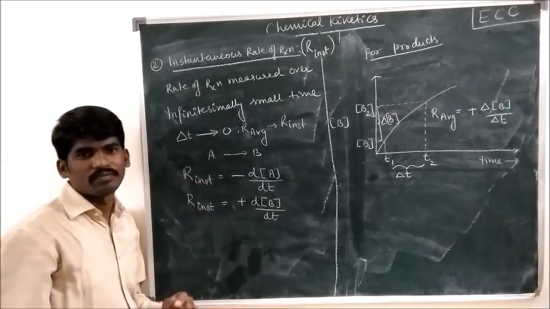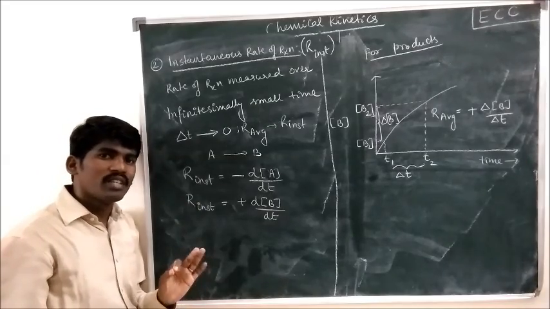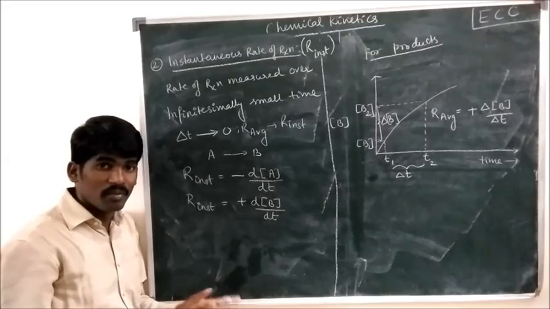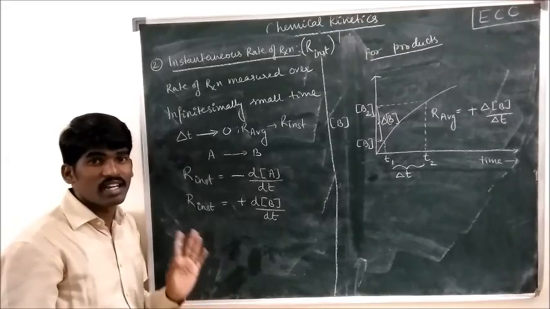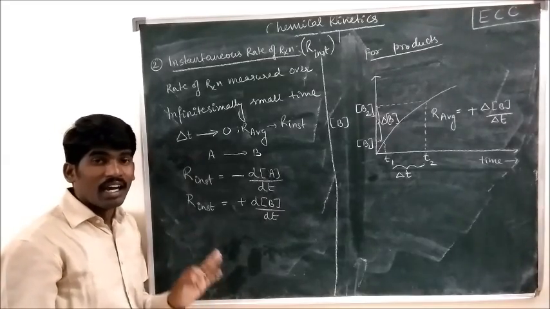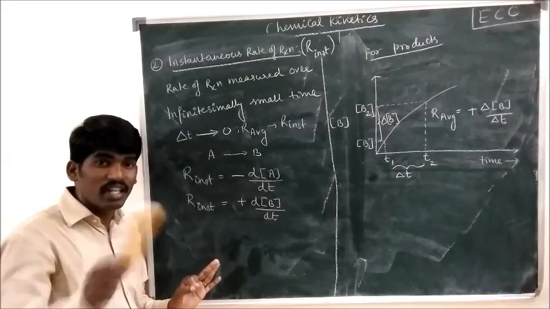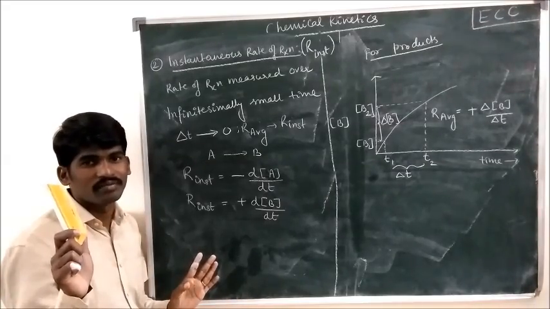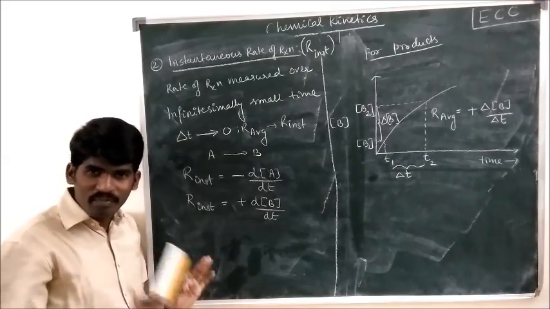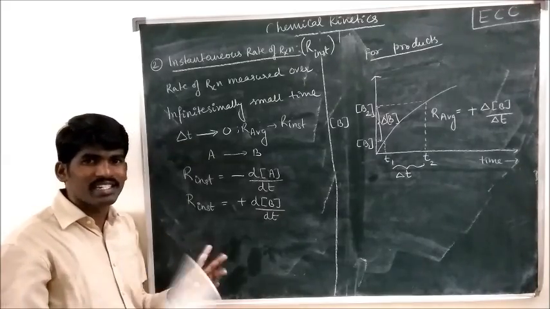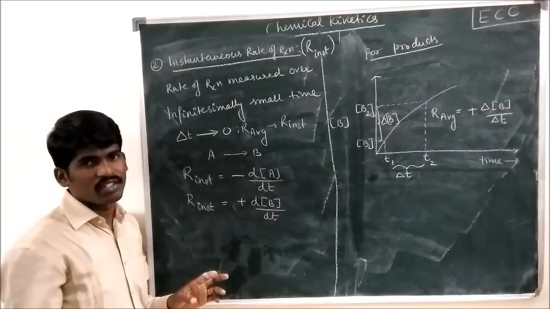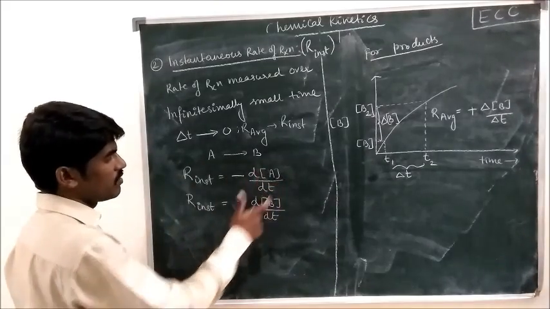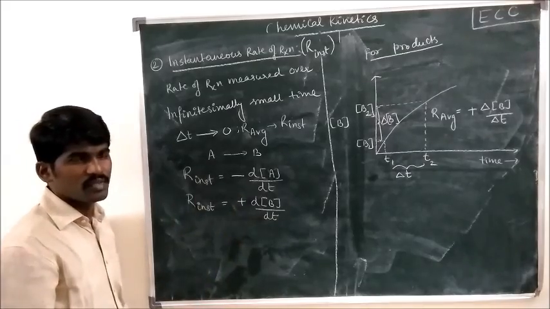Whenever d is given, what will you write? Instantaneous rate of reaction. Suppose they ask you to find the rate of reaction in any numerical, that means it is the instantaneous rate of reaction only. Until and unless they mention average rate of reaction, you are not supposed to take average rate of reaction. If they have not mentioned anything, simply rate of reaction, you have to consider instantaneous rate of reaction only. This is the expression for rate with respect to reactant and with respect to product.